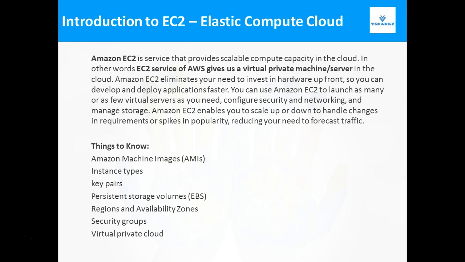Key pairs are used to securely log in to your EC2 instances. A key pair is composed of two keys, that is the private key and the public key. AWS stores the public key and you have to store your private key securely in your private environment. Amazon EBS, that is Elastic Block Store, gives you persistent storage volumes for your EC2 instances.